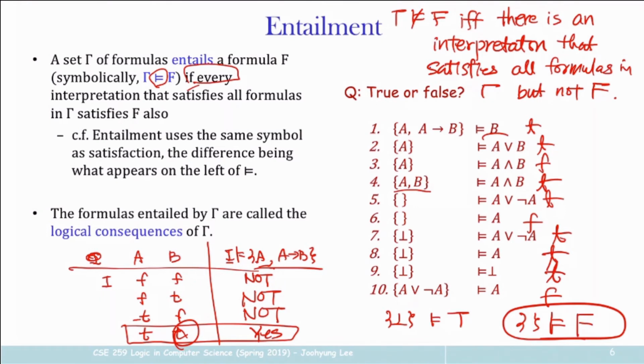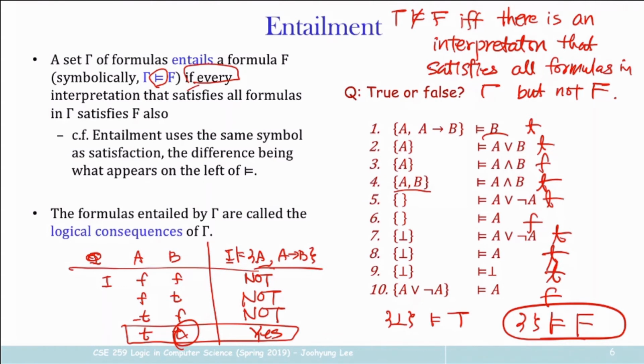F has to be a tautology. So what do we have? So these two, right? For this entailment to be true, we see this is a tautology. If it's not a tautology, entailment doesn't hold. Why? Because for this one, you have to try all interpretations, because all of the interpretations satisfy the empty set. So you have to check this one.